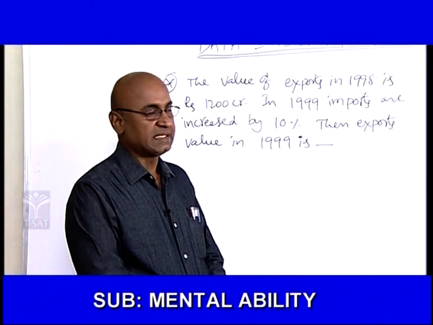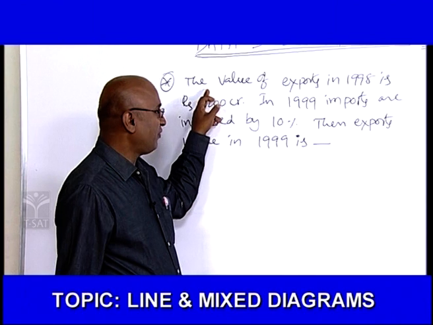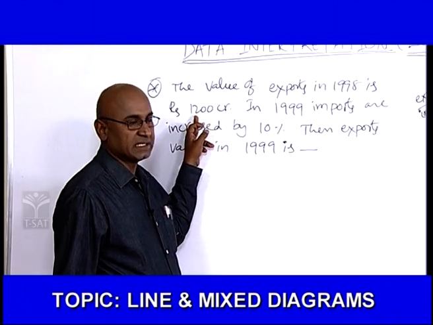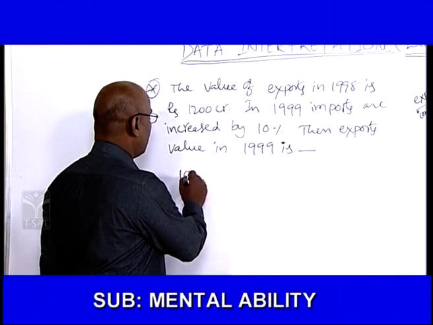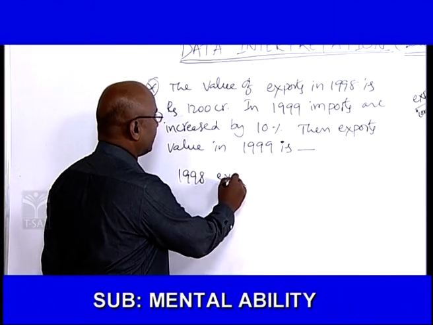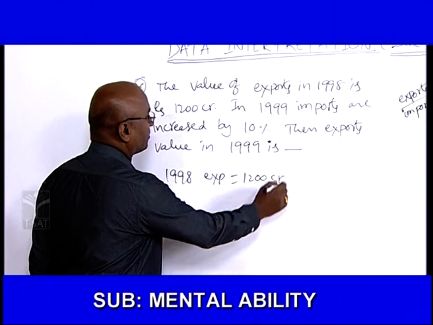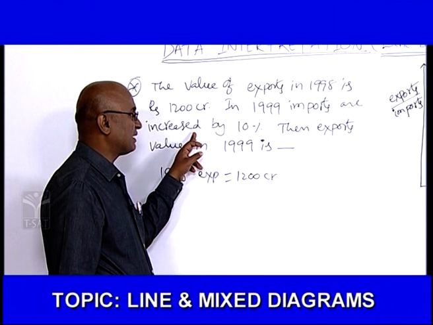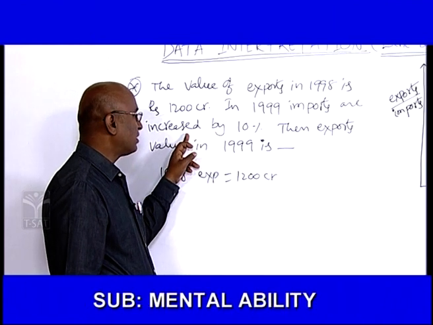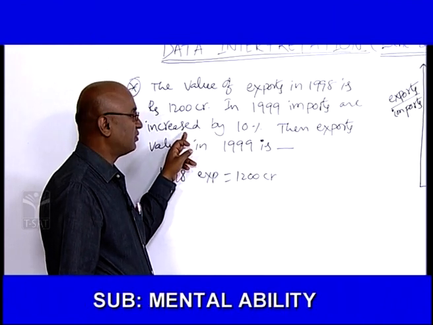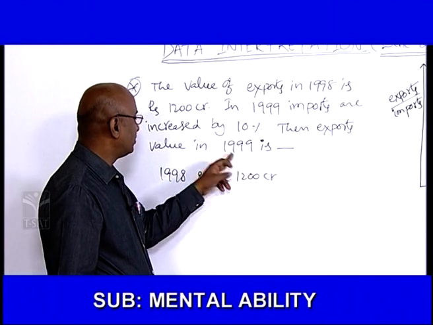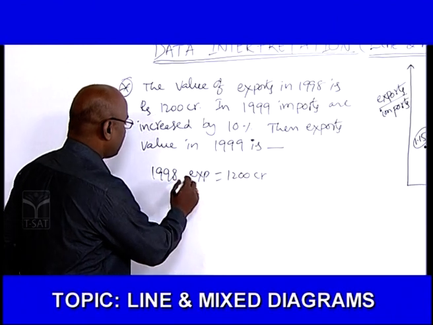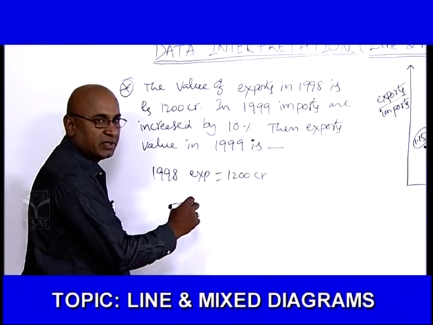Next question in this problem is like this. The value of exports in 1998 is 1200 crores rupees. 1998లో ఎక్స్పోర్ట్స్ వాల్యూ వచ్చి 1200 కోట్ల రూపాయలు. In 1999 ఇంపోర్ట్స్ ఆర్ ఇంక్రీజ్డ్ బై 10%. 99లో ఇంపోర్ట్స్లో పెరుగుదల శాతం వచ్చి 10%. అయినా 1999లో ఎక్స్పోర్ట్స్ వాల్యూ ఎంత అంటున్నాడు. నౌ 1995లో ఎక్స్పోర్ట్స్ ఎంత అయితే ఫస్ట్ విల్ ఫైండ్ అవుట్ ద ఇంపోర్ట్స్.